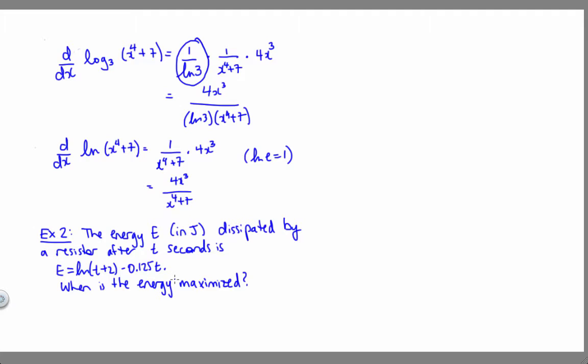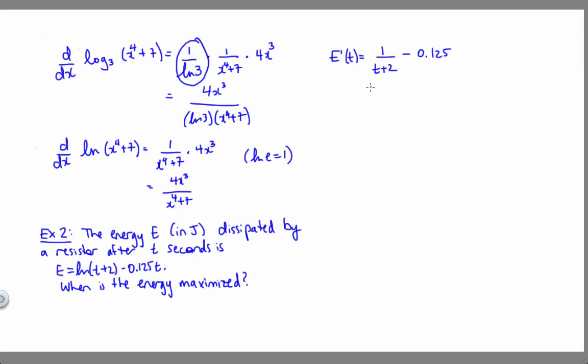Example 2, the energy E in joules dissipated by a resistor after t seconds is given by the following function E. When is the energy maximized? Meaning at what time value t is the energy maximized? Let's start by finding E prime of t. Because we're dealing with a log function, the derivative is going to look like 1 over the inside function, 1 over t plus 2, times the derivative of the inside function, which is 1. Then we've got minus 0.125.